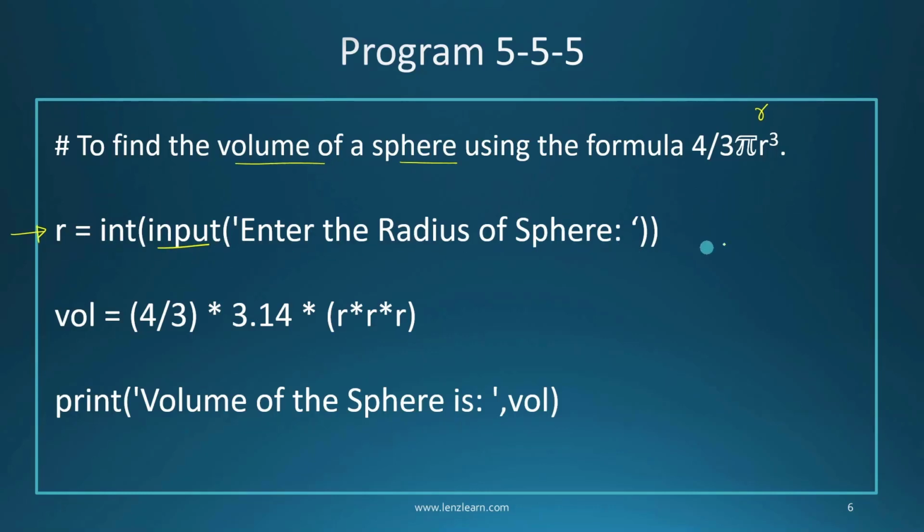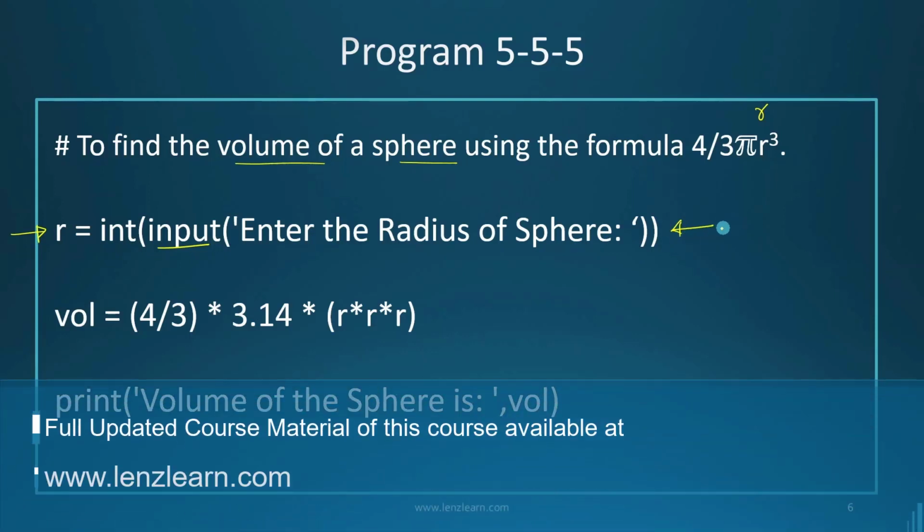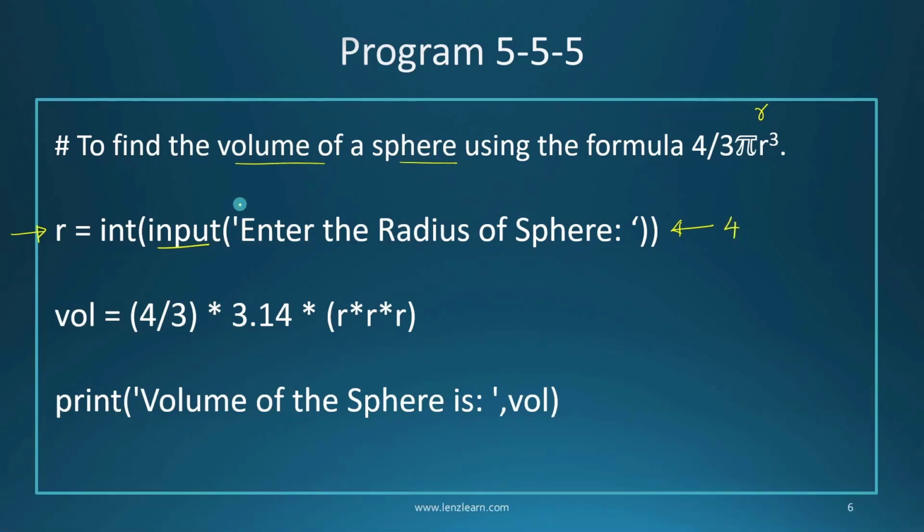Once this statement runs, you can enter your radius. It should be an integer number, maybe 5, 6 or something like that. Assume that I enter 4. So input will read 4 as a string. And now this string 4 will be given to the integer function. Now the integer function will convert the string into integer 4 and 4 will be copied to variable R.